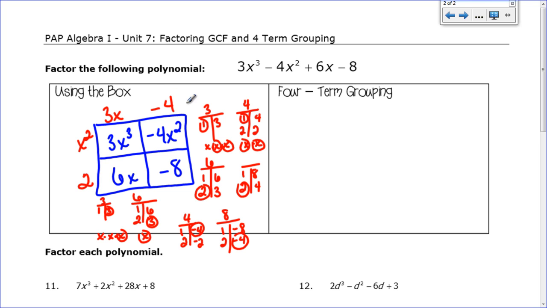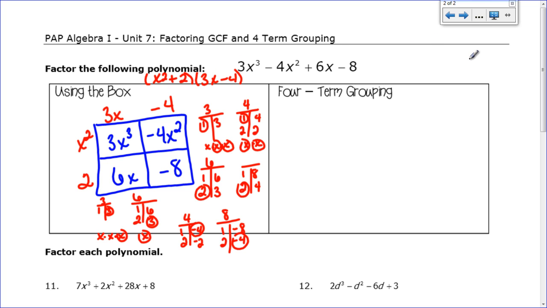So my factors for this become what's outside the box. So my factors are x squared plus 2 times 3x minus 4. And if I used what we learned in the last unit, and I put this and I made a box and multiplied, or I double distributed, this right here would make this polynomial.